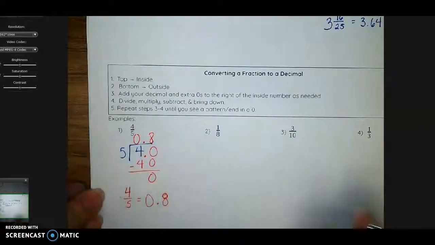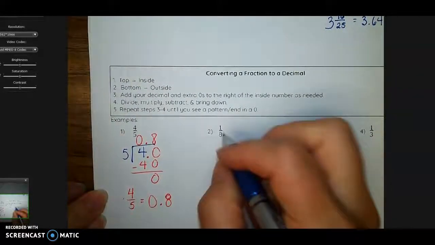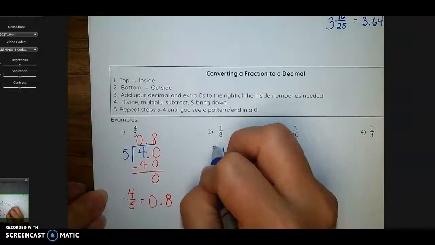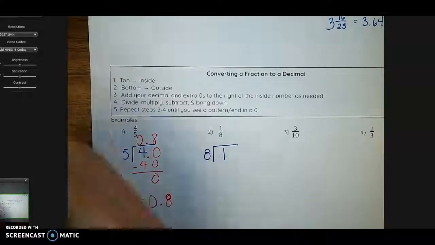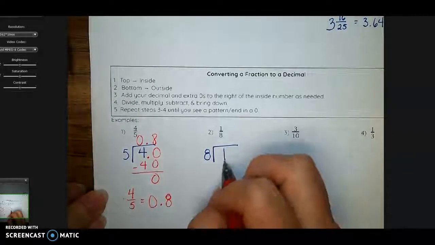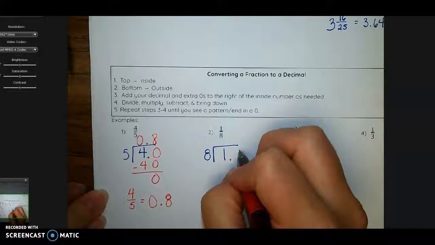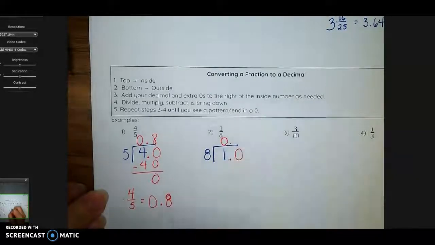My next one here is 1/8. So remember, the 1 is going to go inside the house because it's the numerator. The 8 is going to go on the outside because it's the denominator. So once again, I'm like, can't do that. If I have 1, I can't make a group of 8. So I'm going to go ahead and add those zeros and decimals in there.